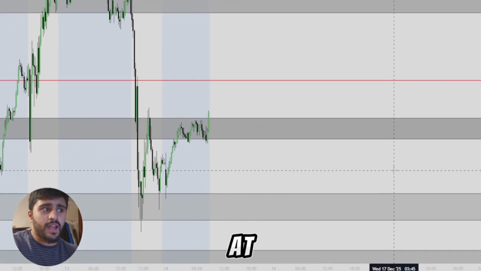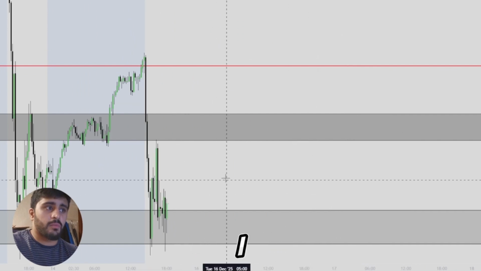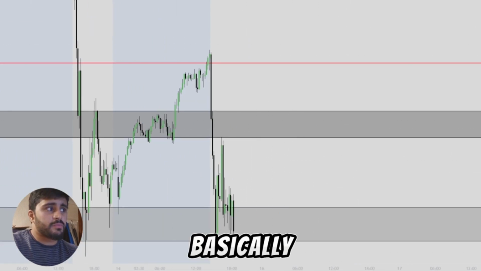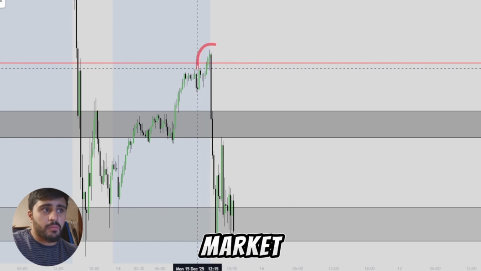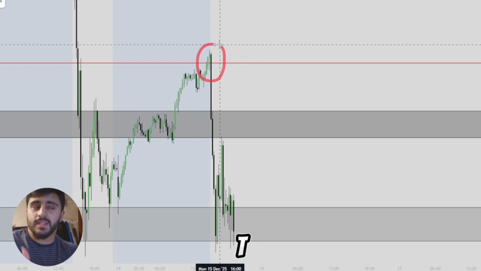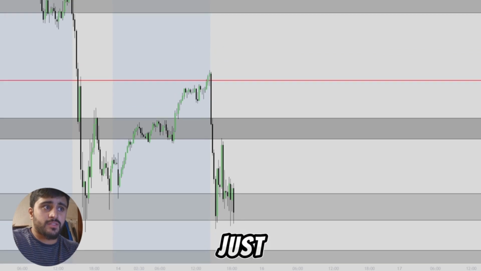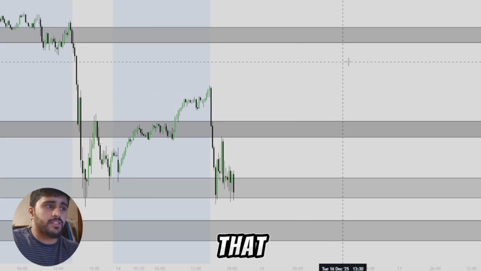Now, if we just take a look at how Monday's price action actually behaved before I break down the trade, this is basically how it works, right? So the market tested the previous week's point of control almost to the T. Now, it doesn't always work out like this, but using the volume profiles gives you a massive edge on where the markets are likely to react from. Just a quick tip so you can kind of take that to your advantage.